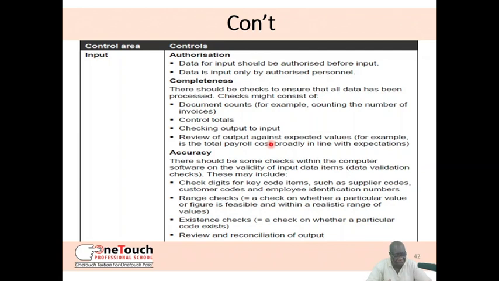As far as accuracy is concerned, you have to check to see check digits for key code items such as supplier codes, customer codes, etc. Then range checks. That is a check on whether a particular value or figure is what? Feasible. That's why we say range 1 to 50. So within 1 up to 50, if there is a figure there, find out if it is correct. Then what? Existence check. A check on whether a particular code exists. So there should be a check on what? Codes. Review and reconciliation of outputs.